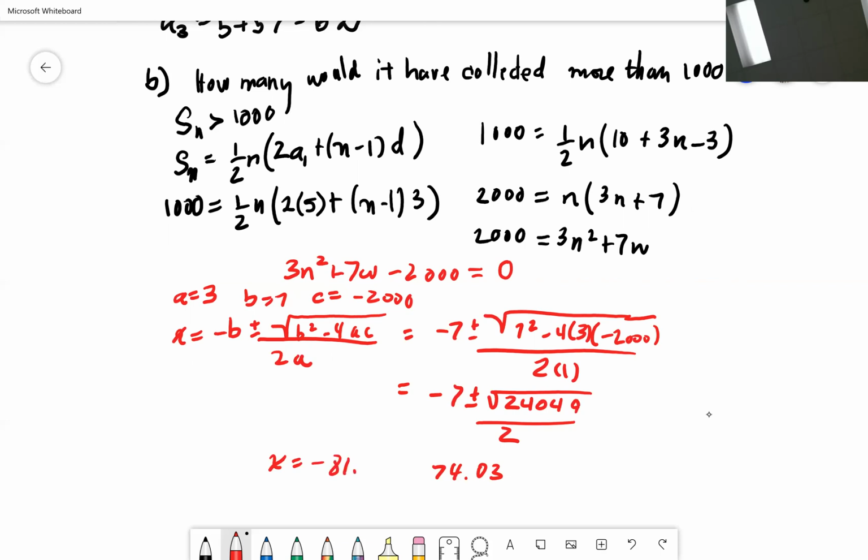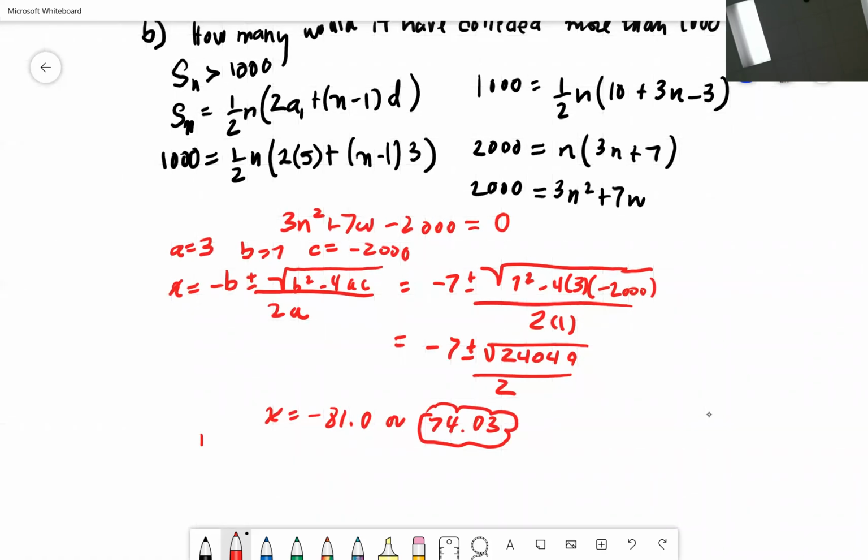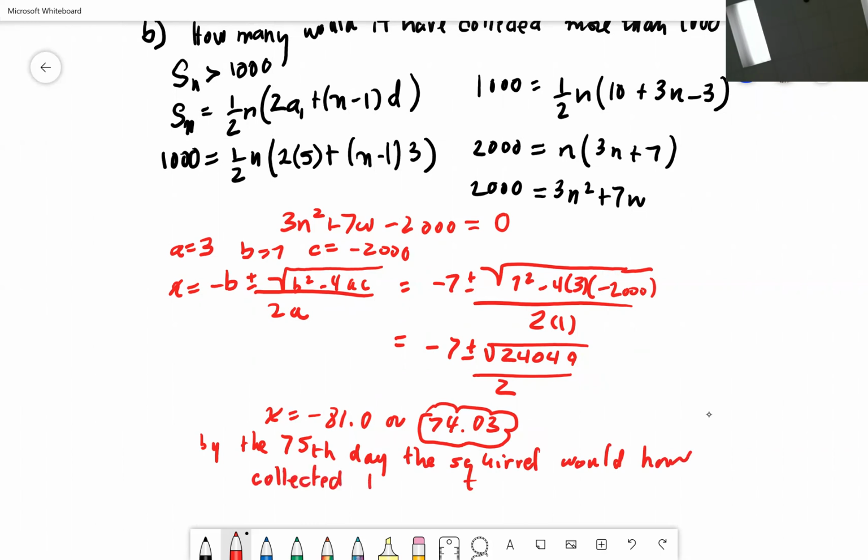So negative 81.0. And so we're going to say after the 74th day, so by the 75th day, the squirrel would have collected 1,000 nuts. Because at 74, it wasn't quite that much.